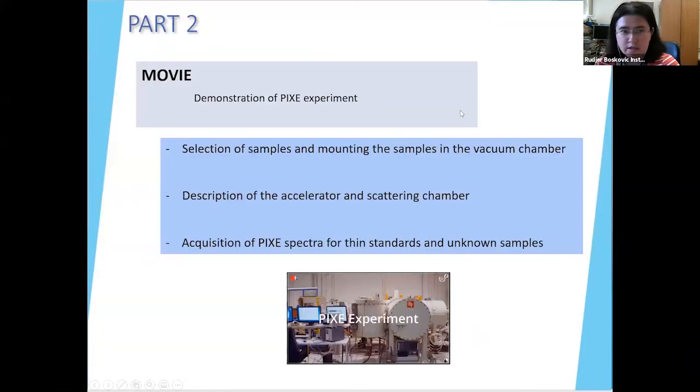So I think this would be a good time to make a break and start with the movie. In this section of the movie, you will see the PIXE experiment demonstrated. You will see the selection of the samples and mounting of the samples in the vacuum chamber. There will be a short description of the accelerator and the scattering chamber, and then you can see the acquisition of PIXE spectra for thin standards and unknown samples. So I will stop sharing, and I will ask if the organizer can just start the movie.